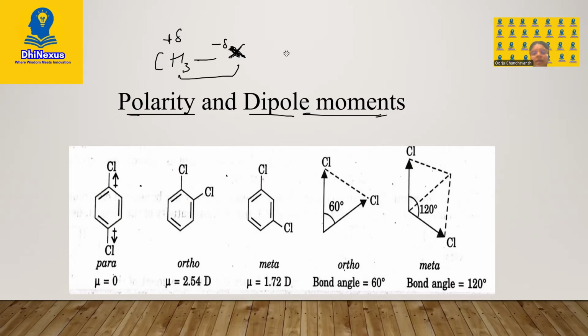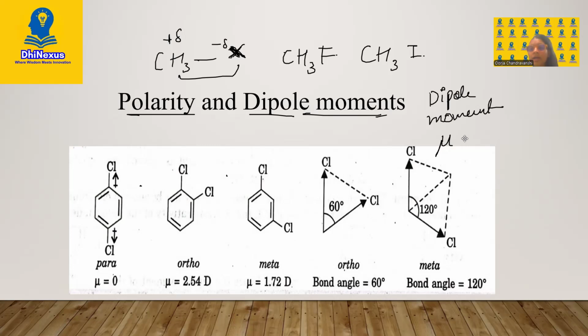Now, what about the dipole moment, especially in the case of my haloalkanes? What is observed is, and this is a point of confusion for some students, CH3F and CH3I, which one should have a higher dipole moment? Let's understand what is dipole moment. Dipole moment is a vector quantity which is denoted by mu, and it is the product of charge and the distance of separation, which is d. Its unit, please note, is capital D, which is short for Debye.